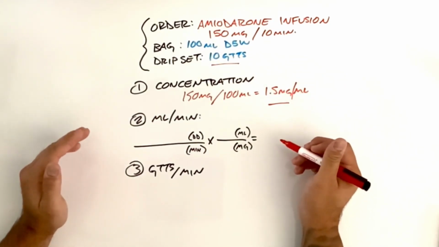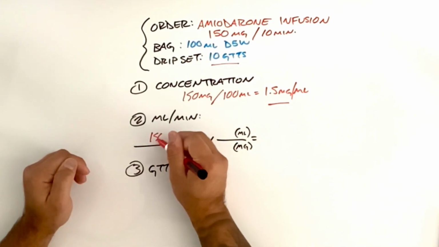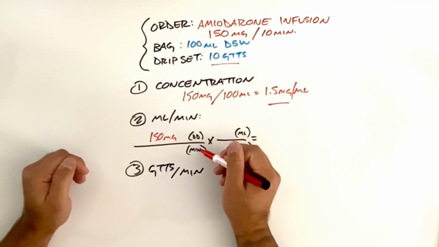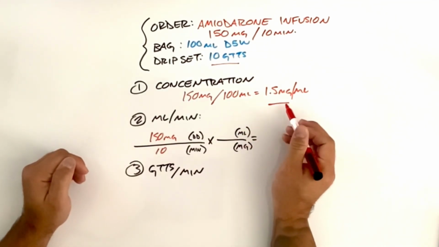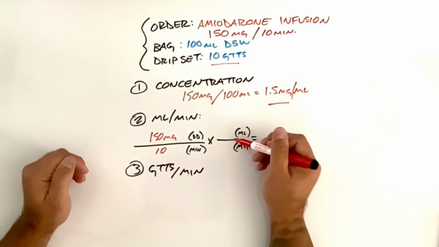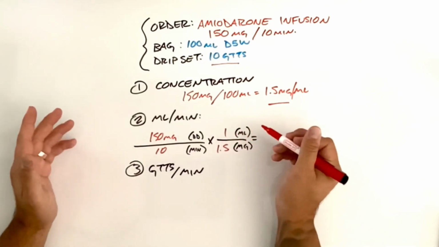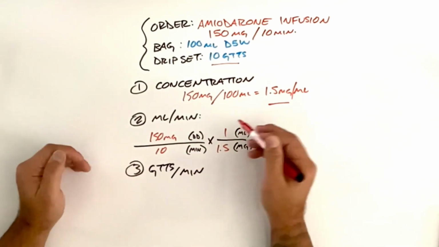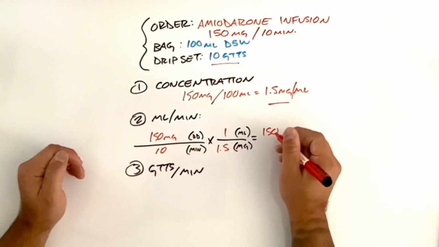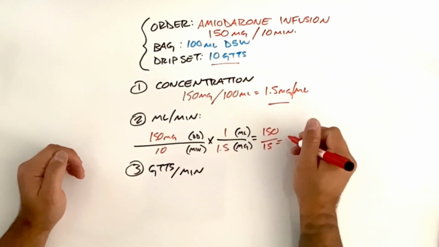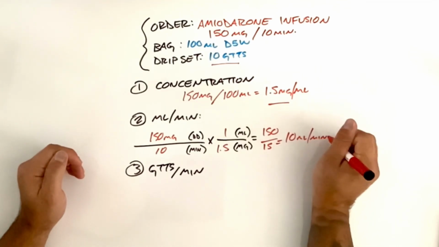Now to find mLs per minute, we have to take our desired dose from our order, which is 150 milligrams, over how many minutes we're delivering it, which is 10, and then we're going to take the concentration that we just achieved and plug it in. So I have 1.5 milligrams for every 1 mL. Once you multiply across, we have 150, and then 10 times 1.5, it's going to be 15, and that's going to give us our mLs per minute, which is 10.